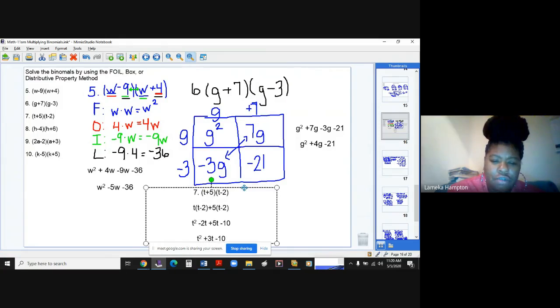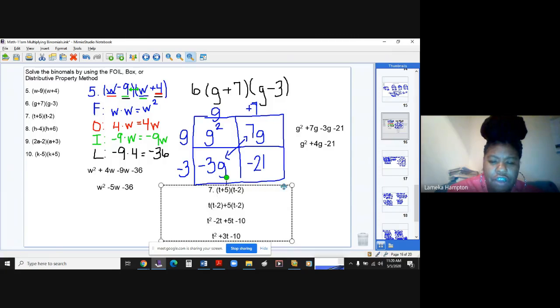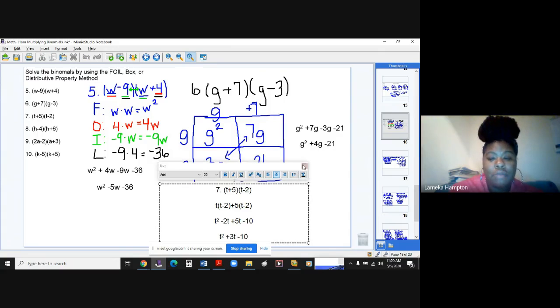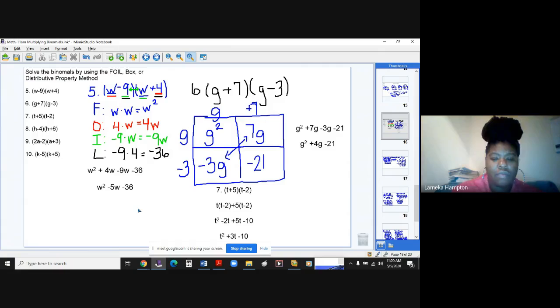All right, and I'm going to move this over here. Hopefully you all can still see it. All right. So this is number 7. Number 7 says we have (t + 5) multiplied by (t - 2).